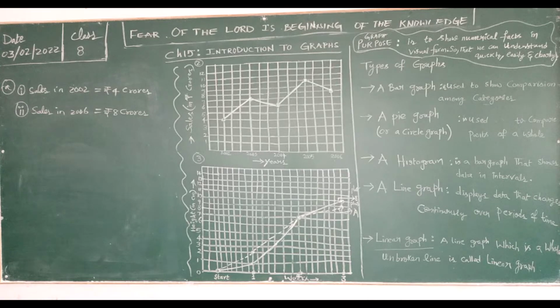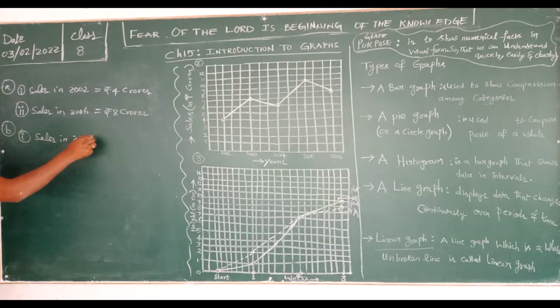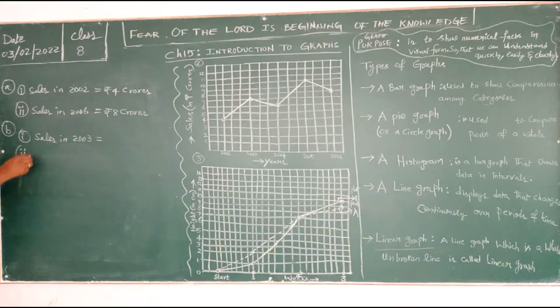Okay, you are writing the second answer also. First one I want. So first one, sales in 2002, 4 crores. Sales in 2006, 8 crores. Very good. Whoever gave the correct answer, give a thumb symbol. And let's move on now to B in the first one. What were the sales in 2003? So write here sales in 2003. One second, and sales in 2005.